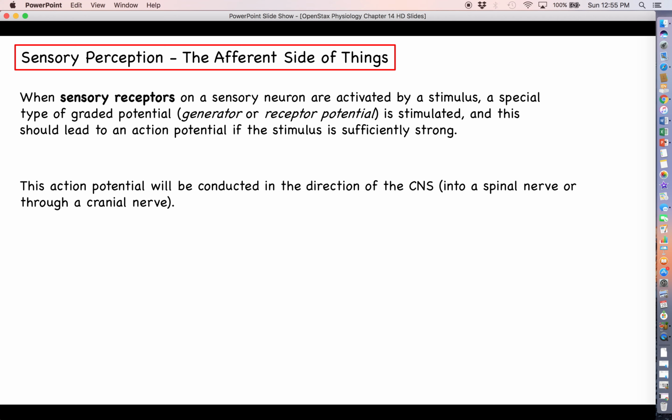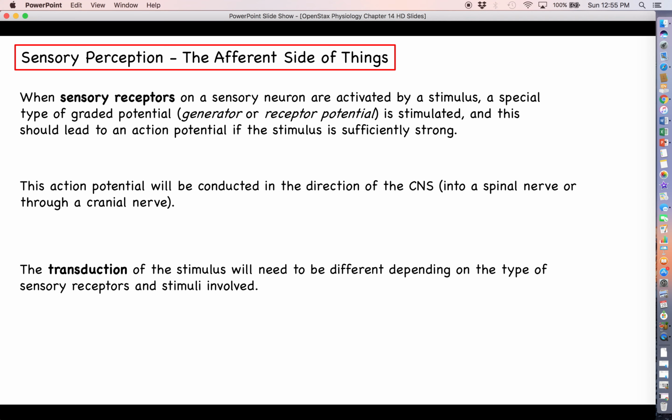So assuming that we do get an action potential, it will be conducted in the direction of the CNS, but the route that we take to the CNS, whether it be through a spinal nerve or through a cranial nerve, is very much going to depend on what the stimulus was. And that will lead into our next discussion in the next video on general versus special senses.